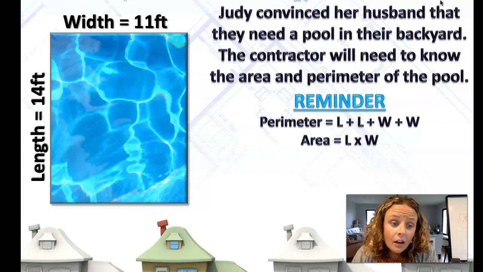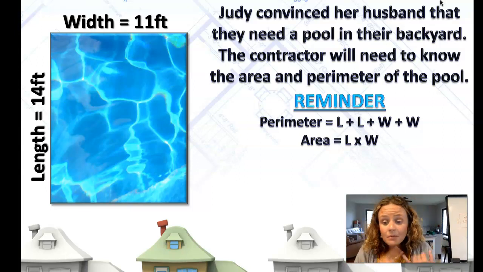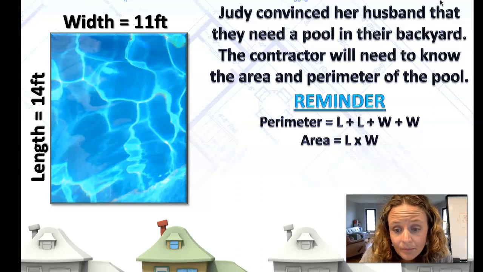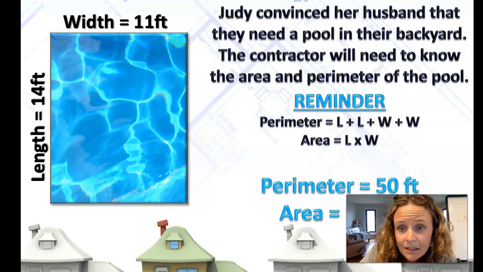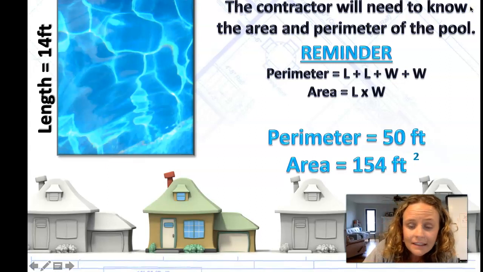For area, we're taking the length of 14 times the width of 11. Maybe you did partial products. Maybe you did traditional model. Maybe you said, hey, 14 times 10 is 140, plus one more 14. We're looking at 154 feet squared. Let's see how we're doing on that one. We got it, friends. Next problem.